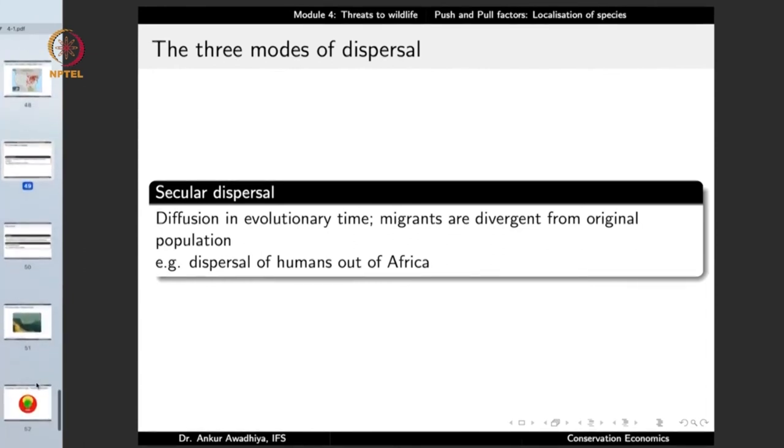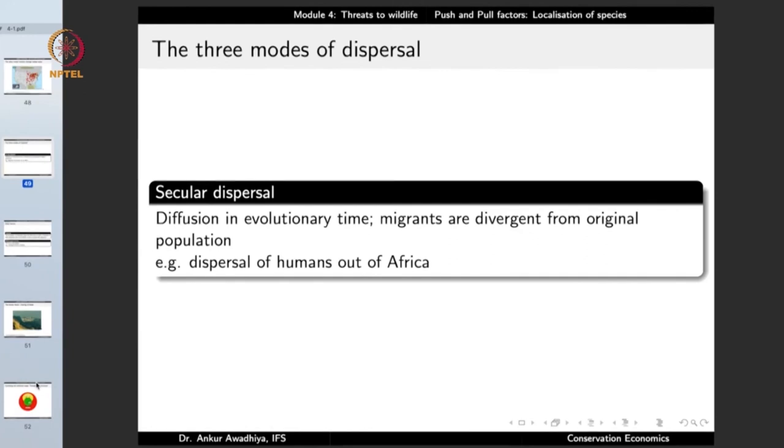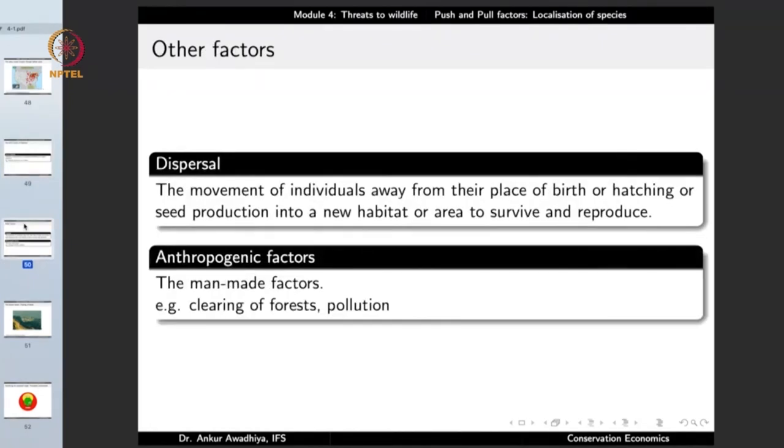Another mode of dispersal is the secular dispersal, which happens so slowly that the organisms have finally diverged from the original populations, such as the dispersal of humans out of Africa. So we have these three different modes of dispersal. And whether a species is found in a location or not also depends on whether it has been able to disperse to that location or not.